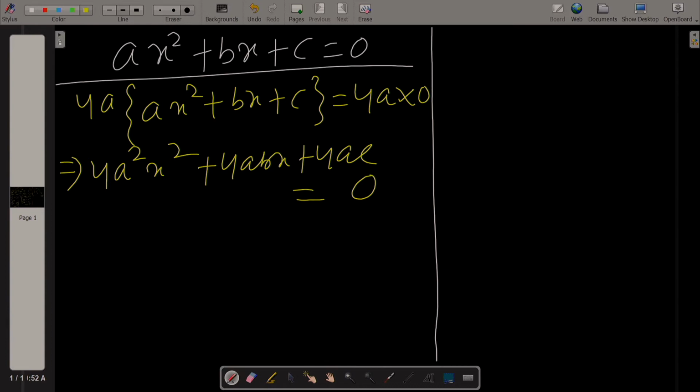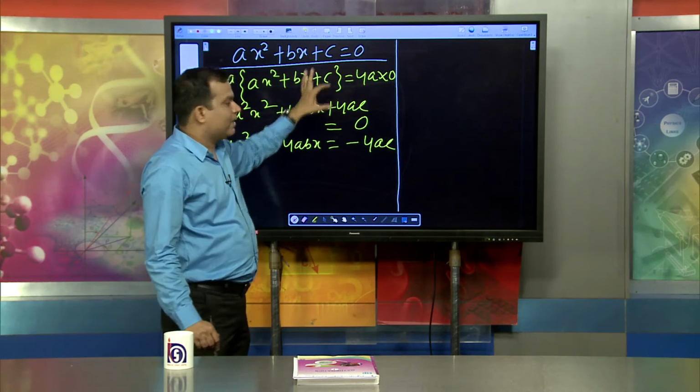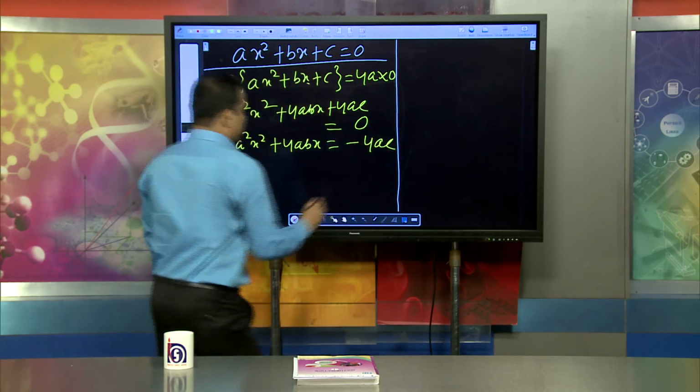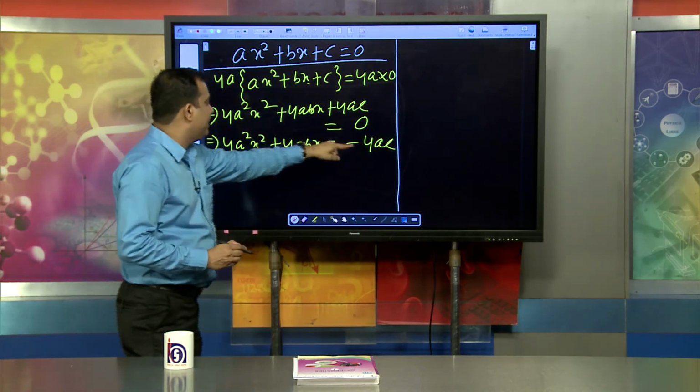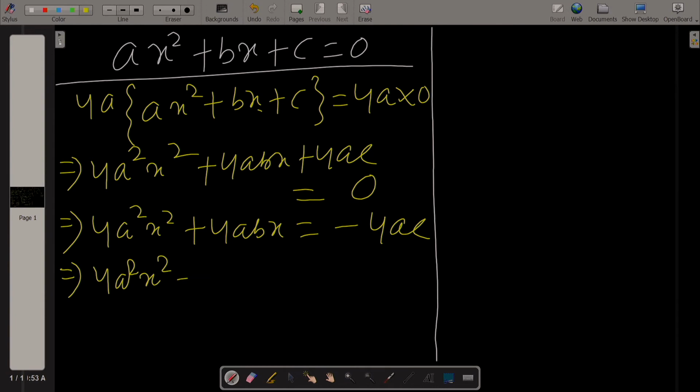Now, dear learners, I can write 4a square x square plus 4abx equal to minus 4ac, because the plus 4ac I just transferred to the right hand side. It was positive 4ac; when we transfer it to the right hand side, it becomes minus 4ac. Now, what will we do? Add b square on both sides. Now you will find 4a square x square plus 4abx plus b square equal to b square minus 4ac.